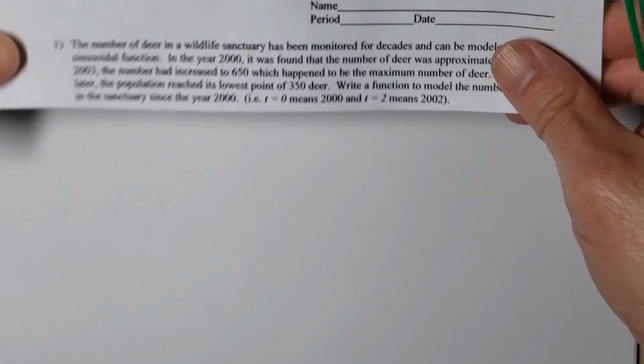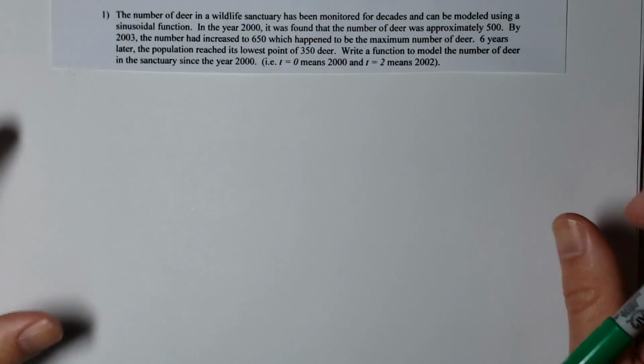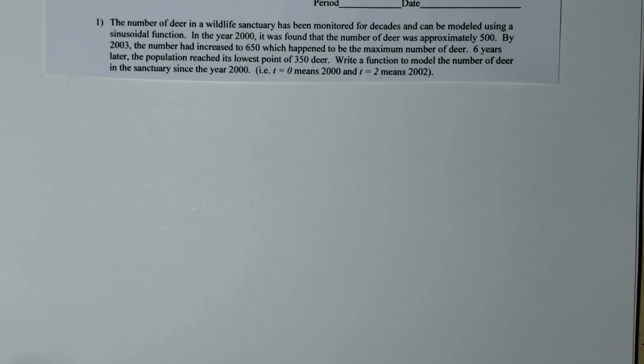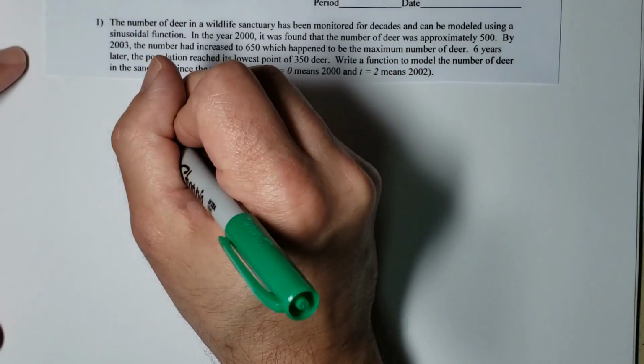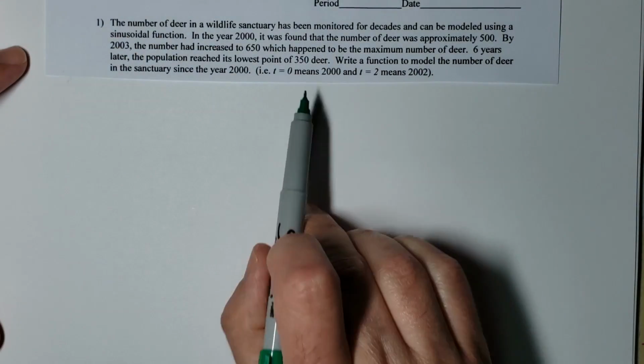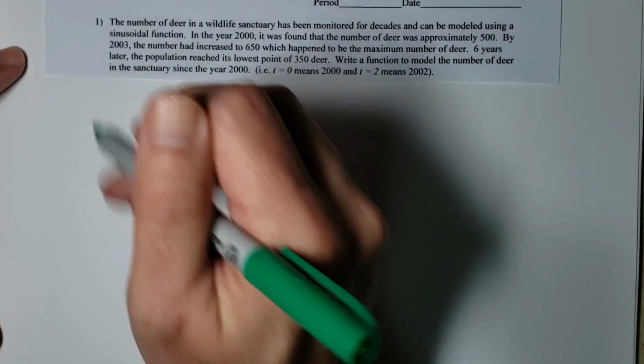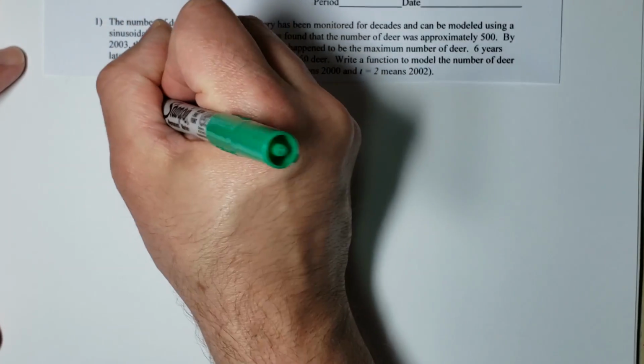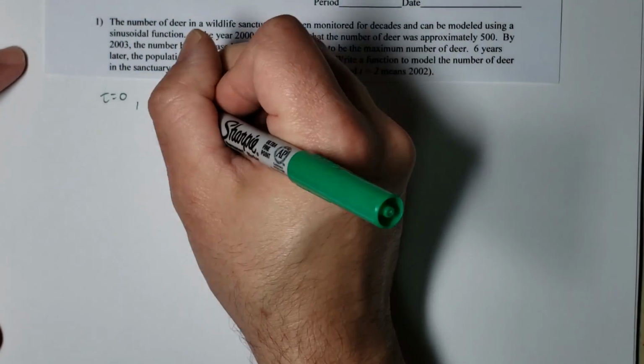All right, we're going to start by going over this problem, which is number of deer in a wildlife sanctuary. It's number one on one of the worksheets, and then we'll go through all the problems on this worksheet first. All right, so in the year 2000, and then if I jump down here, t equals 0 means 2000. So when t equals 0, we know that there are 500 deer.